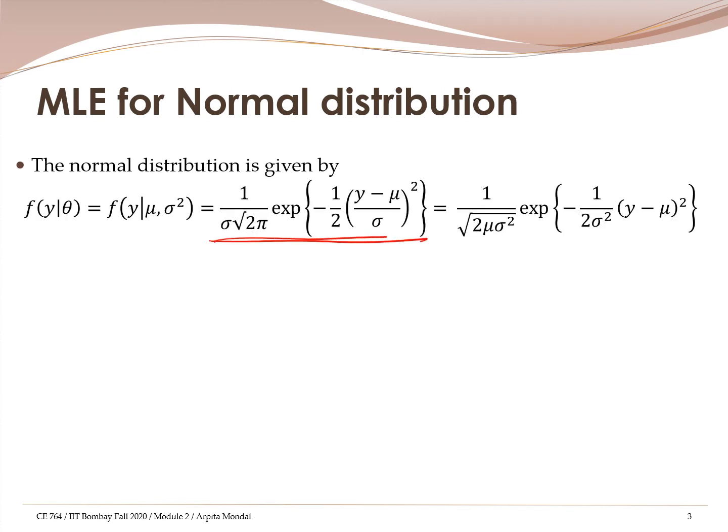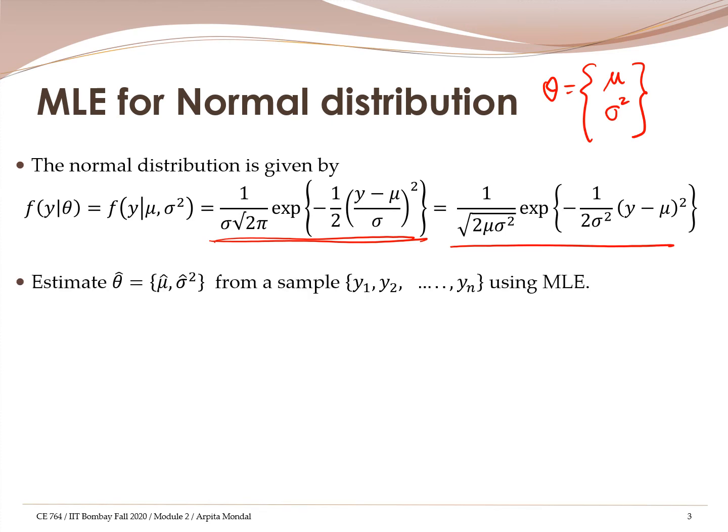When we write the normal distribution as f of y given theta, here theta is a set of two parameters, mu and sigma square, and we have an expression in terms of mu and sigma square. I have actually expanded this bracket and put the sigma square outside of it because this would help in differentiating this expression, right? Because we are to write the log likelihood function.